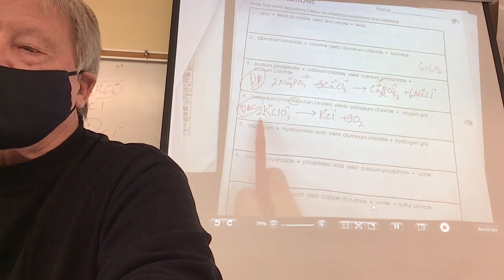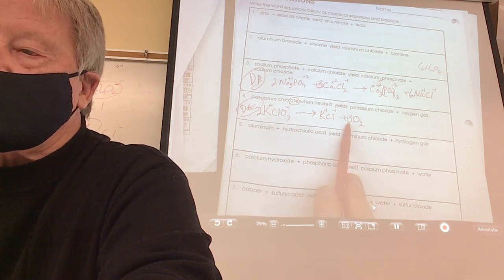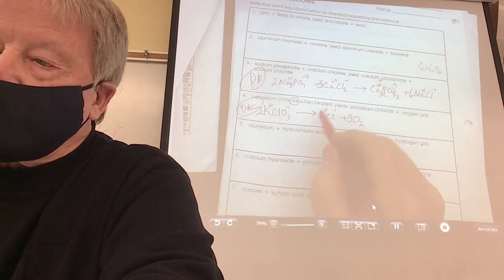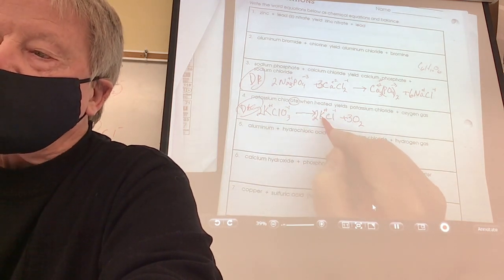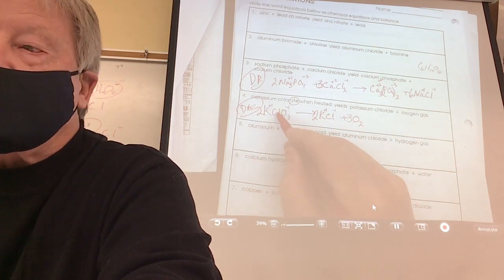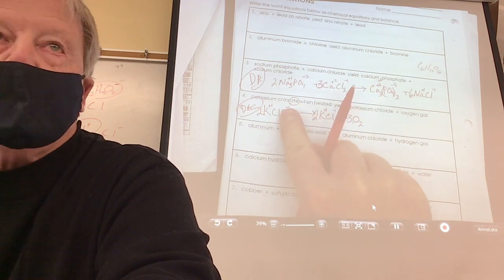Now, watch this right here. That's 6 oxygens, but it's 2 potassiums, only 1 potassium, 2 potassiums, 2 chlorines, 2 chlorines. That 3 has nothing to do with the chlorine. That's O3. It's Cl1O3, isn't it?